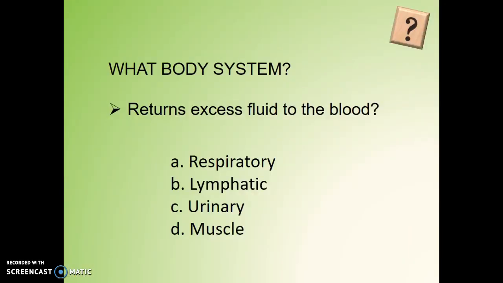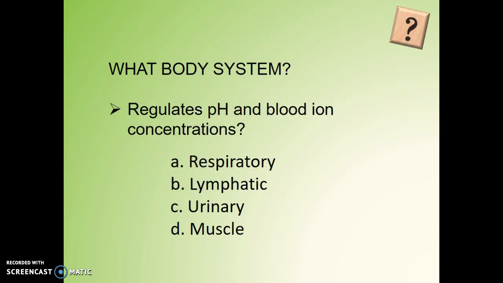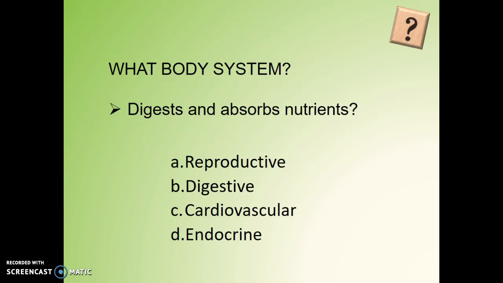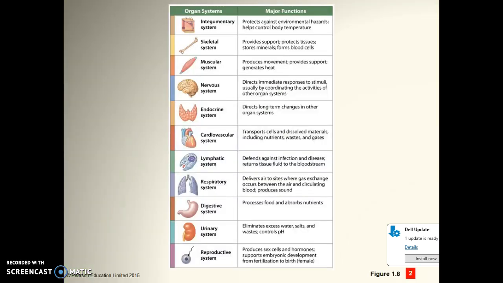What body system returns excess fluid to the blood? Lymphatic. It also fights infection. What body system regulates pH and blood ion concentrations? Urinary. What body system digests and absorbs nutrients? Digestive. And there are your 11 body systems.